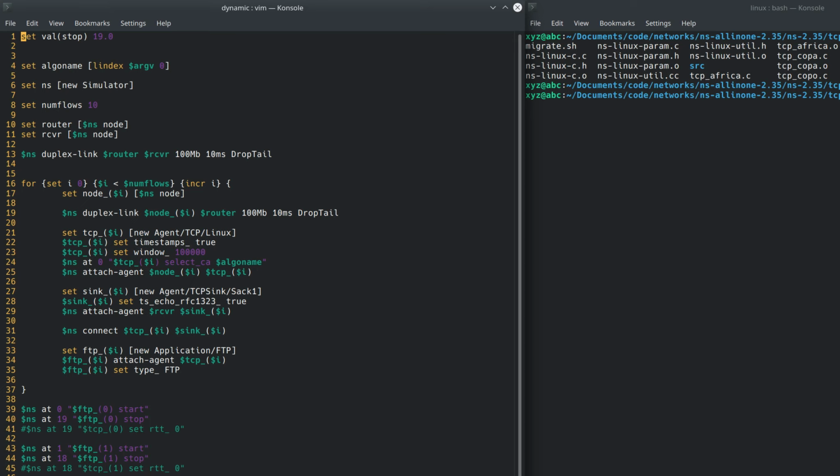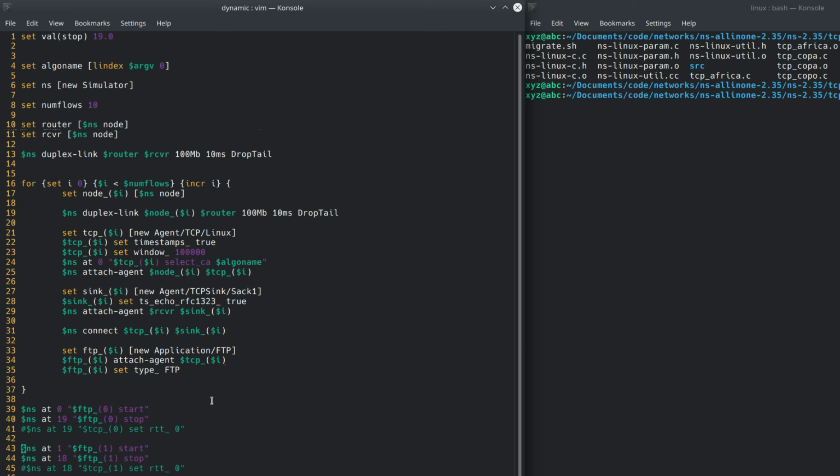NS2 comes with its own scripting language that allows us to set up different network configurations and run simulations. So in this first experiment, we have 20 flows. We're going to have 20 sending hosts and 1 receiving host. The 10 sending hosts are going to be connected to a router, and then the router is connected to the receiving host. Each one of the links in the network is going to have the same bandwidth. It's going to be 100 megabits per second and 10 milliseconds of delay.